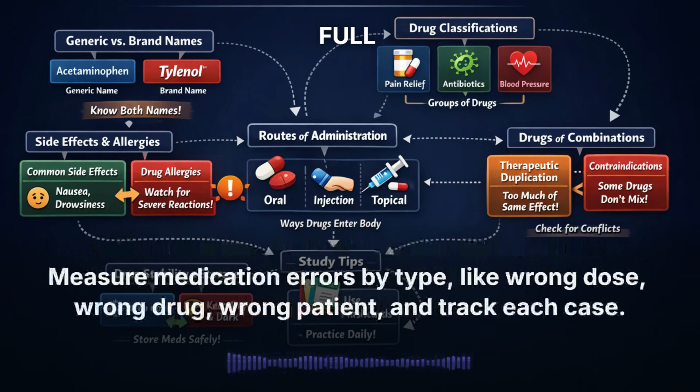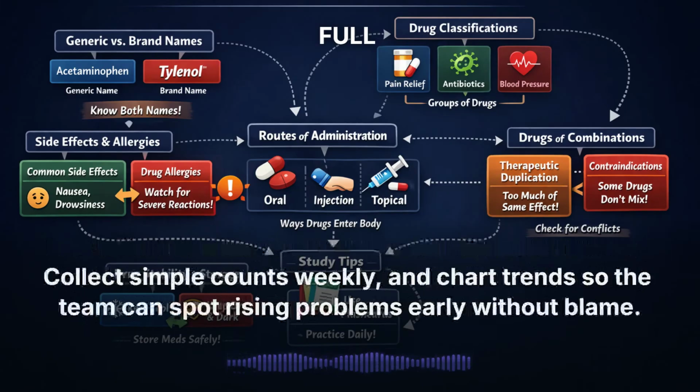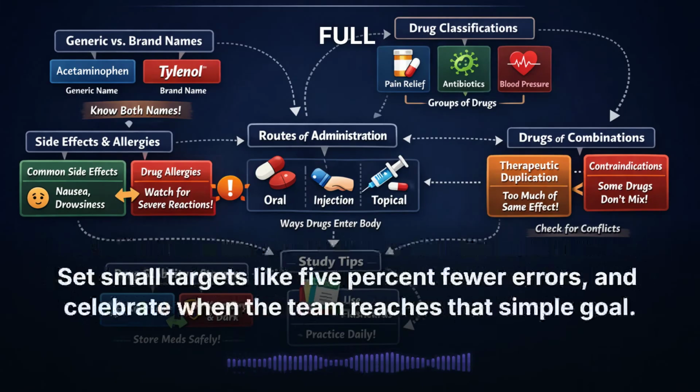Measure medication errors by type, like wrong dose, wrong drug, wrong patient, and track each case. Collect simple counts weekly and chart trends so the team can spot rising problems early without blame. Set small targets like 5% fewer errors and celebrate when the team reaches that simple goal.